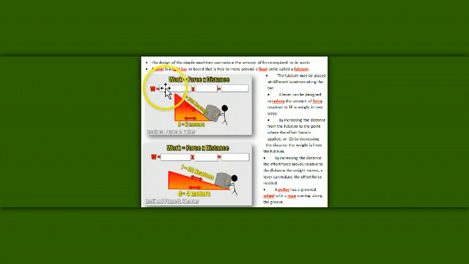Now what should we have written here? The work equals the force, so you should have written 100 newtons times 2 meters equals 200 joules. Very good. And down below you should have said 50 newtons times 4 meters equals 200 joules again.